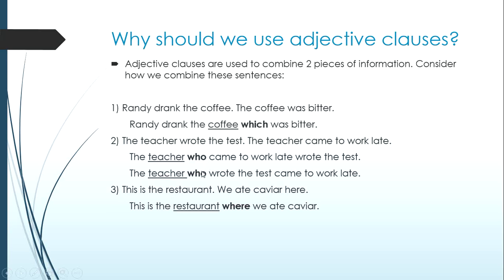And here I've included a third example. This is the restaurant we ate caviar here. This is the restaurant where we ate caviar. Now notice when I change this one, I omit here. So you don't see here in the second sentence. So remember when you use where, you can't use the word here.